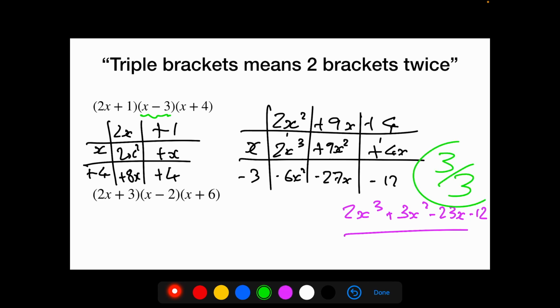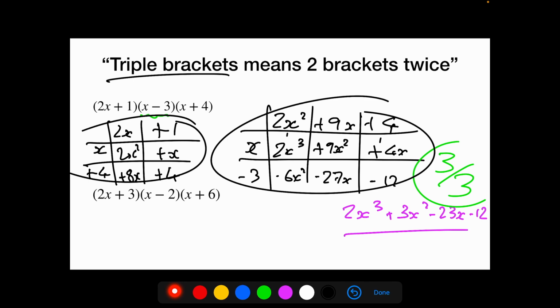So that's your first sort of quick question that you can reliably do. It's called triple brackets. And our idea here is triple brackets means you're expanding the brackets, not once, but twice. Over to you.